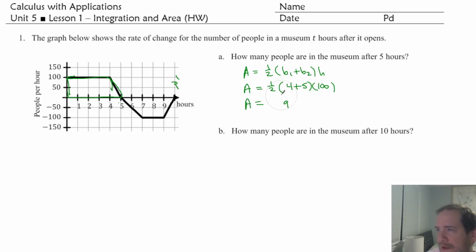So this is going to be what? 4 and 5 is 9. I would do half of 100 to just get 50. And so that's giving 450. And my units are people. So that's that.